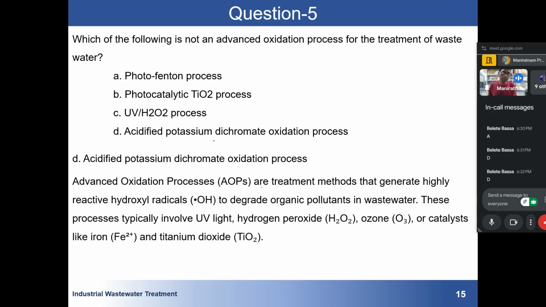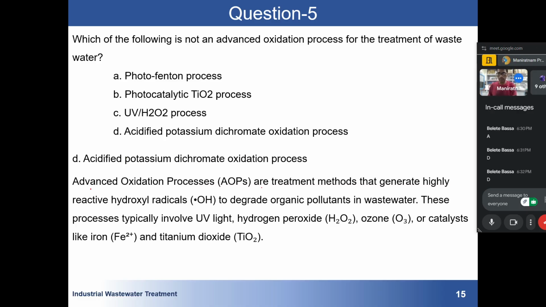If you are from the civil engineering department and familiar with the environmental engineering lab, then you must be familiar with this acidified potassium dichromate. Anyone? Do you recall where this is used? No problem. I will tell you at the end of the discussion. But meanwhile, if someone can say where this is used, you can write in the chat box.